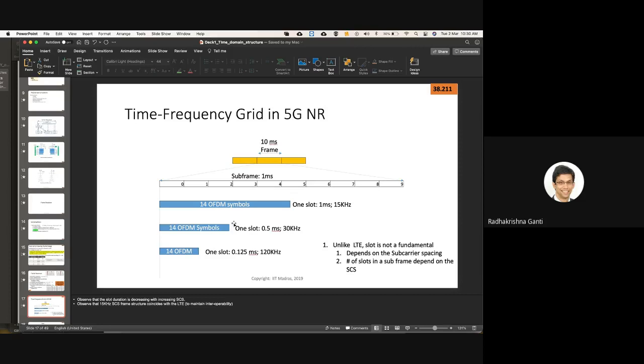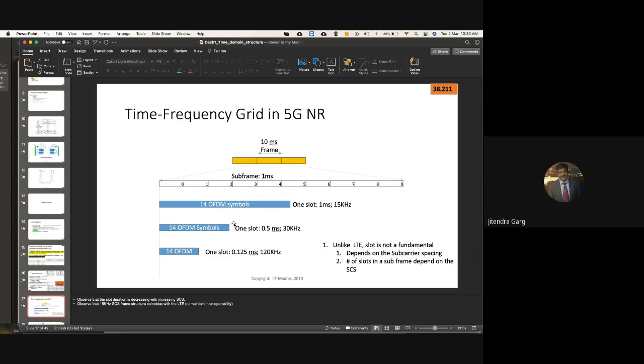It turns out a slot, except for URLLC, in eMBB and broadband and other things, is the fundamental unit for scheduling. Because slot is something that we see more and more often as we progress. We won't generally talk about subframes and other things. I mean, there will be a little, but slot is more fundamental.